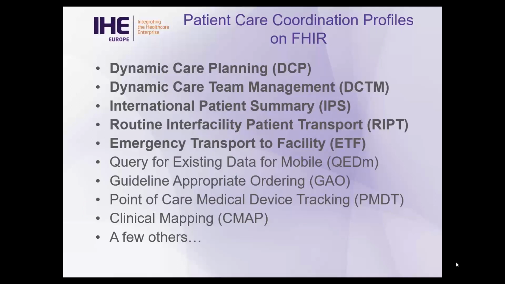The profiles we're going to be discussing are the top 5. There are many more here, but for the sake of time, I will move quickly through them. The first 2 profiles are in care planning and care team management. Then we will cover the international patient summary, and then we will deal with 2 profiles that are in the space of patient transport, both between facilities with RIPT and between emergency vehicle to a facility. So those 2 are in the transport space. Next slide.